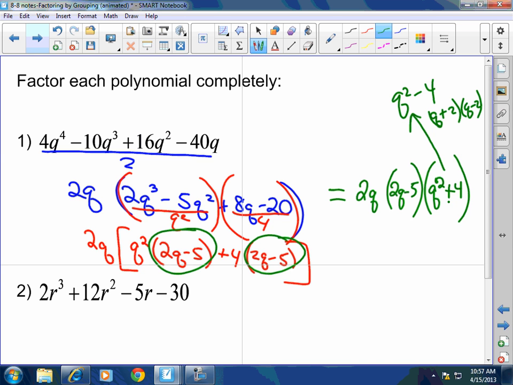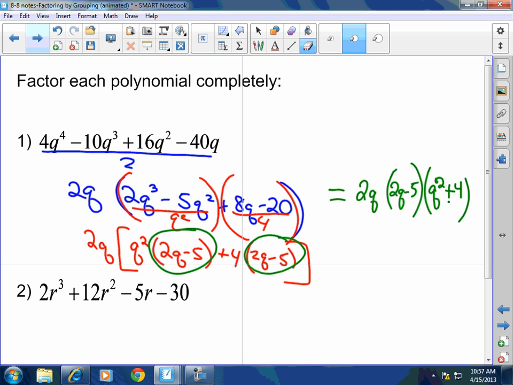We have a test on this in 2 days, and you guys don't know that? I suggest strongly that you start reviewing. Thank you. But since it's not minus, it's plus, that's a sum of squares, and a sum of squares is not factorable. It is prime.